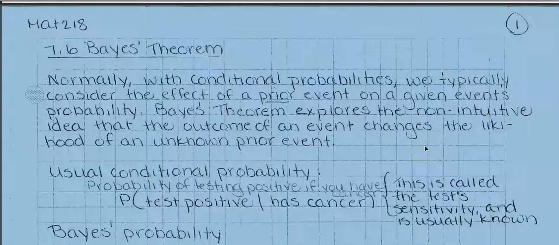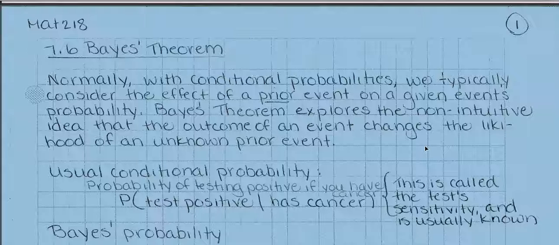In this video, we're going to discuss Bayes' theorem. This is an interesting outcome of the discussion that we had previously on conditional probabilities. With conditional probabilities, we're usually interested in the effect of a prior event on events that follow it, as far as their probability is concerned. Bayes' theorem is the other way round.